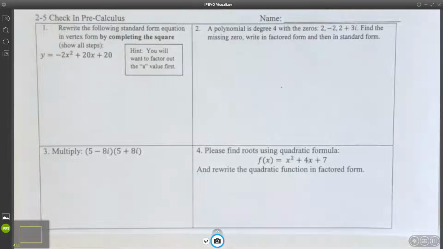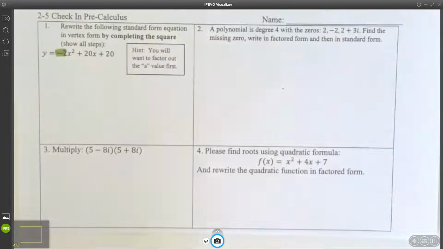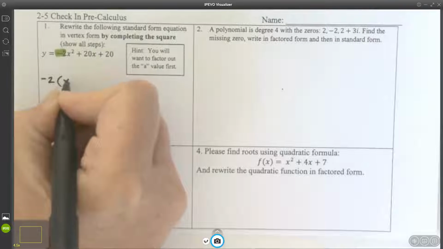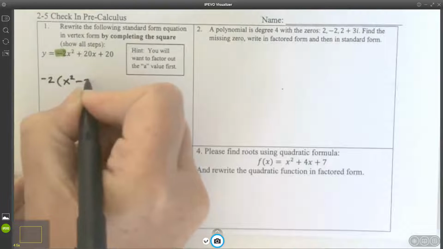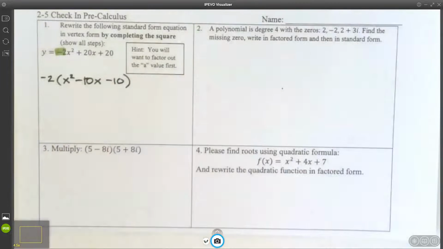This video is going over the 2-5 check-in. The first question is asking you to rewrite this by completing the square. So when you're completing the square, you need to first take care of the coefficient that's in the front there. So I'm going to factor out a -2, and I'm going to get x squared minus 10x minus 10.